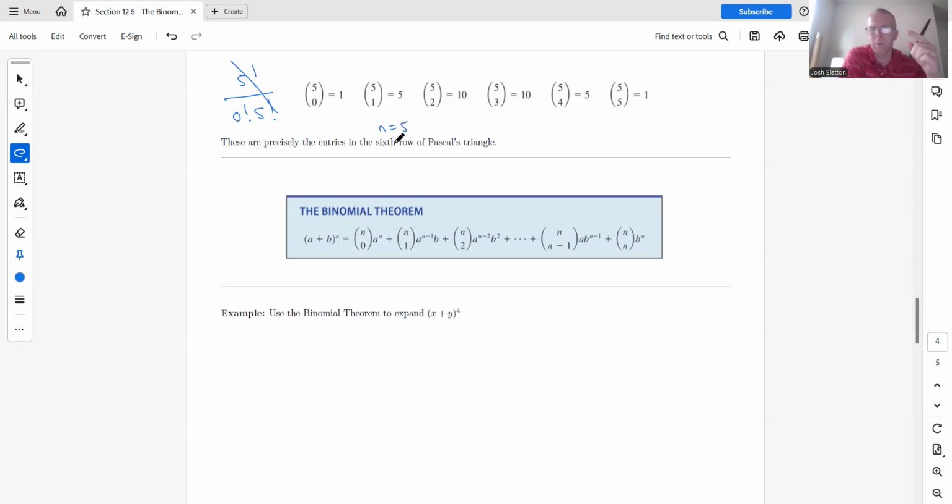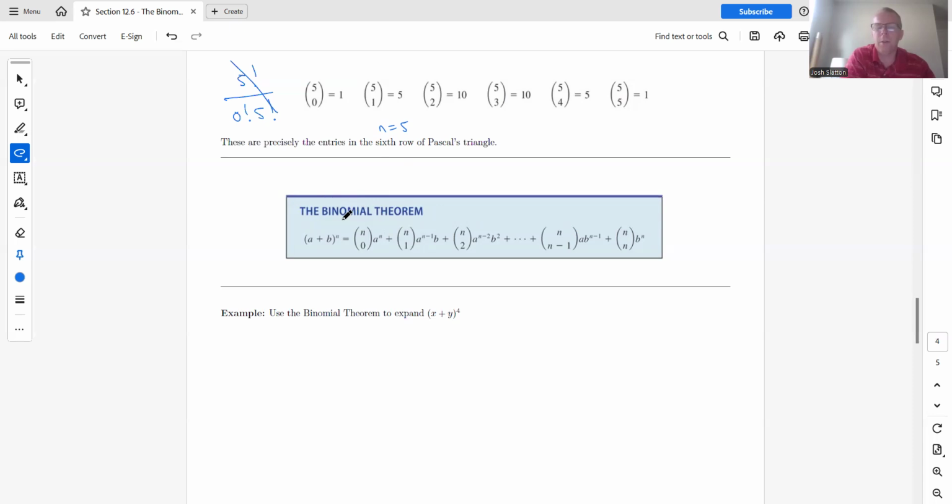So we start with n equals 0, n equals 1. So n equals 5 would actually be the 6th row. And these correspond perfectly to the coefficients that are showing up on that row. And so that leads us to the binomial theorem.